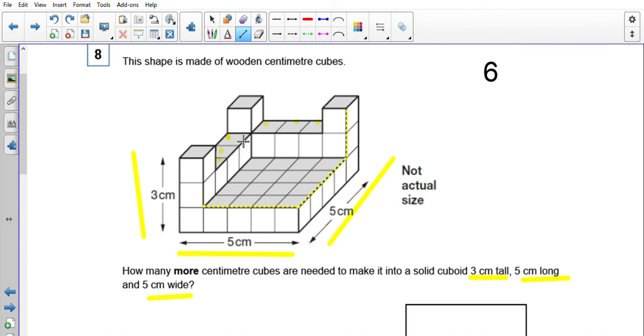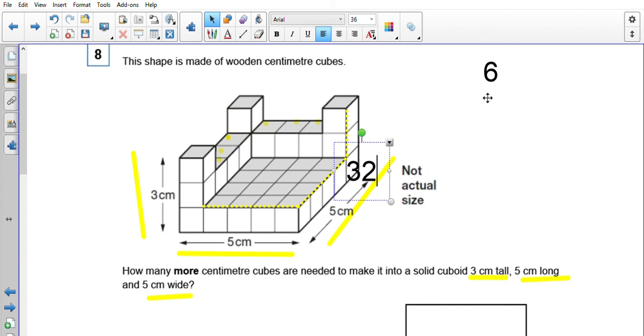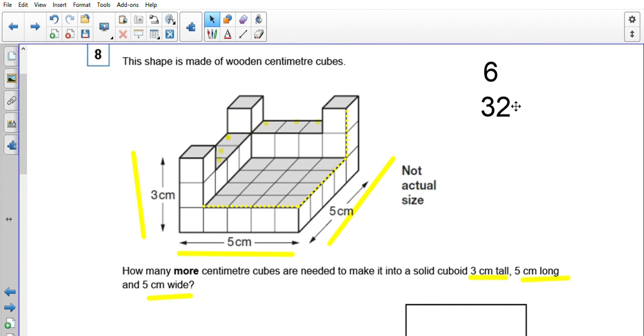I'm missing a big cuboid in the middle here, which is 4 cubes width, 4 cubes length, and 2 cubes high. So that's 4 times 4, which is 16, multiplied by 2, which is 32. That gives me my missing chunk from the middle. Then I've got an extra 6, which are these ones along the side. Put those together and give myself an answer of 38 cubes I needed.